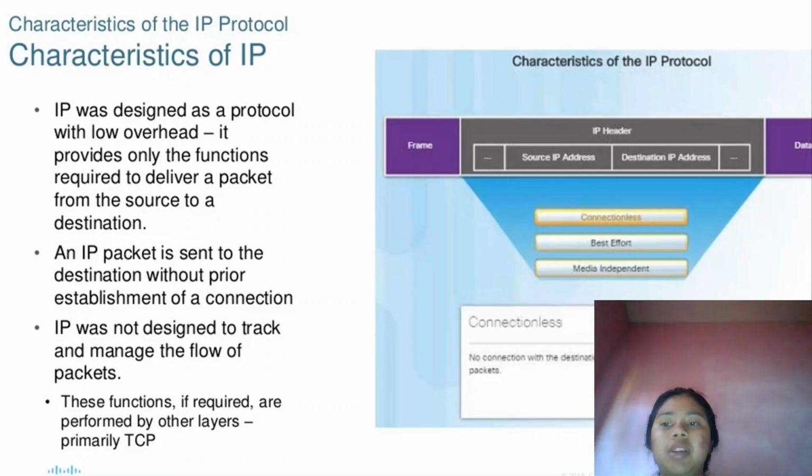Characteristics of IP. IP was designed as a protocol with low overhead. It provides only the functions required to deliver a packet from the source to a destination. An IP packet is sent to the destination without prior establishment of a connection. IP was not designed to track and manage the flow of packets. This function, if required, is performed by other layers, primarily TCP.